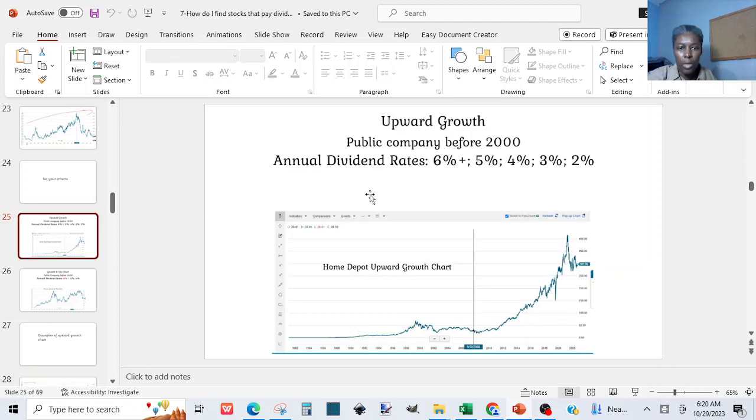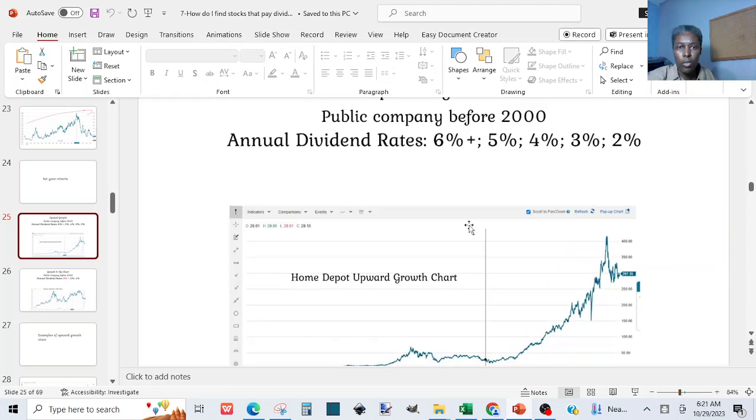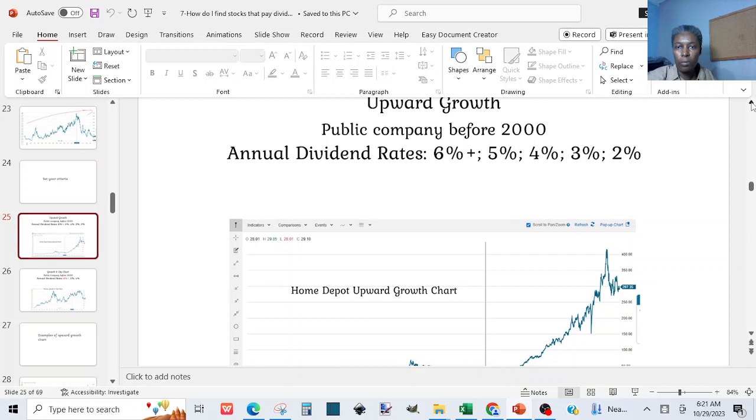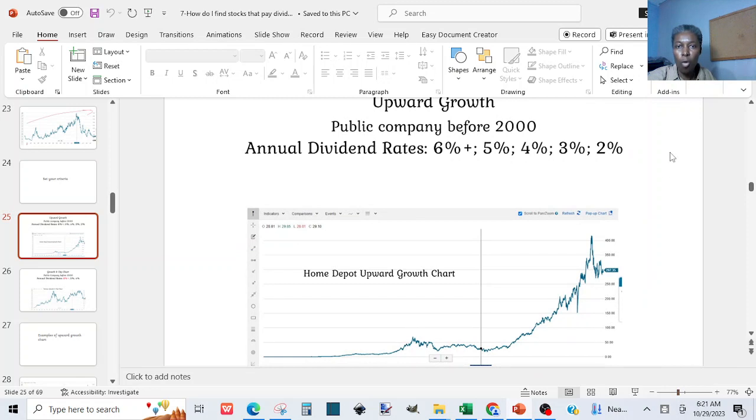So we have an example of criteria that we set here. Upward growth, went public before 2000, annual dividend 2% and up. But why we are here is the chart. Did you see the look of this chart? I name it upward growth, and that's Home Depot.